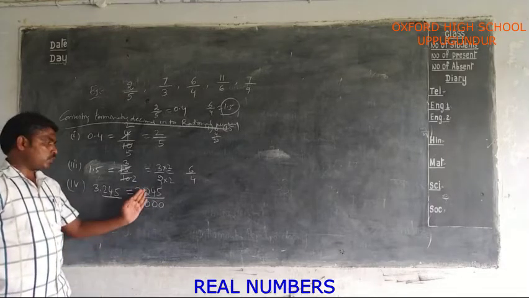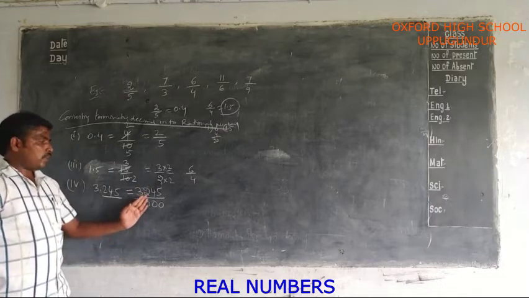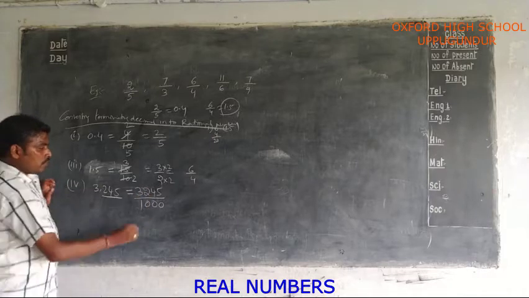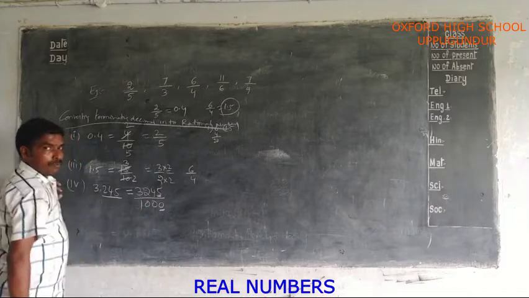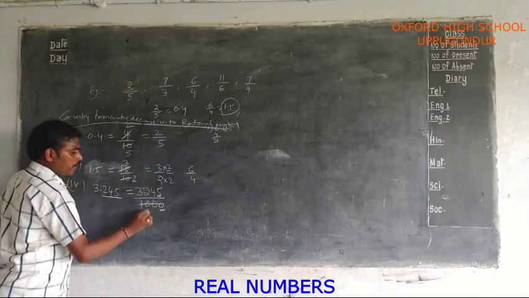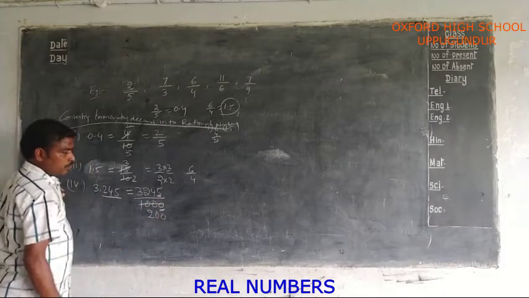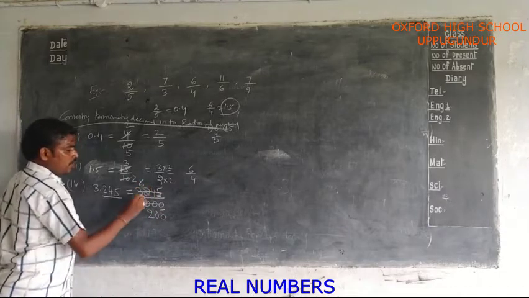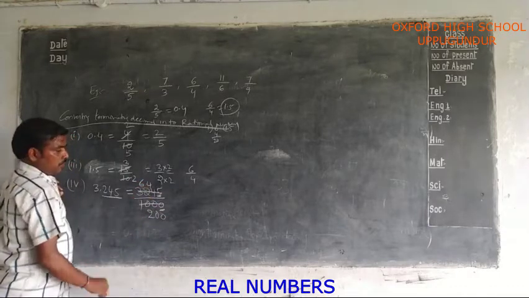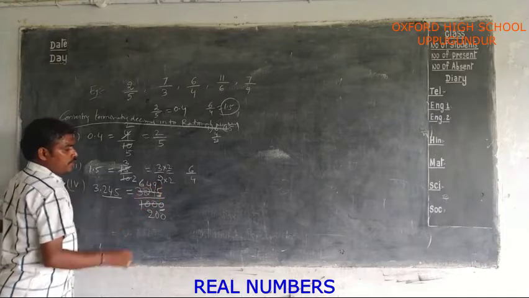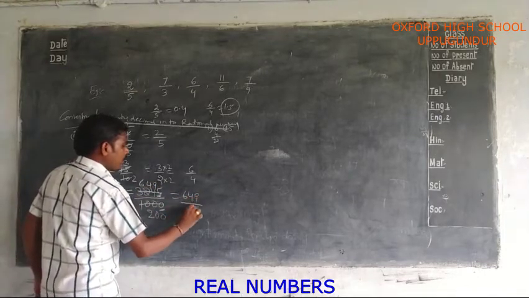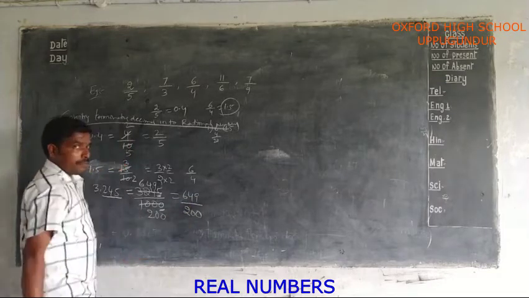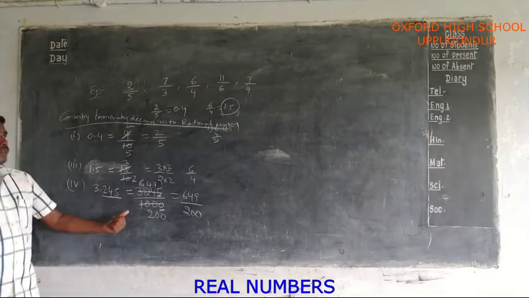Simplest form is nothing but both numerator and denominator having no common factor other than 1. So here the denominator is ending with 0, the numerator is ending with 5. So both are divisible by 5. So 5 200s are 1000, 5 6s are 30, 5 4s are 20, 5 9s are 45. So 649 by 200 is the P by Q form of 3.245.